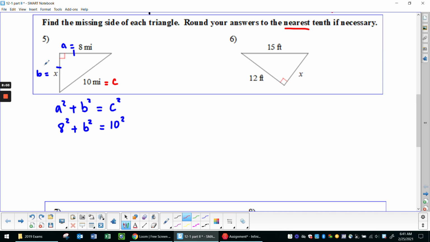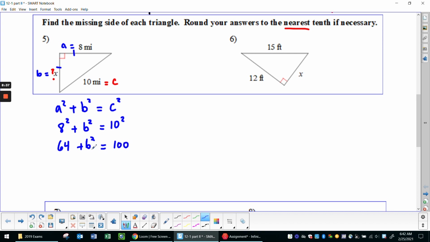We don't know what B is. B is our X, right? So it's kind of like our question mark. You could write X squared if you want. I just think it might be easier to write B squared to keep things consistent. So we're going to go ahead and solve this, right? And see how to figure out what B is. So 8 times 8 is 64 plus B squared, because we don't know what B is, is equal to 10 times 10 is 100.